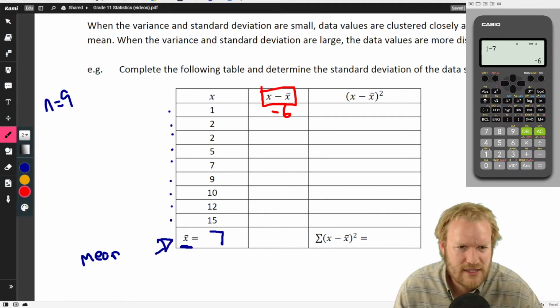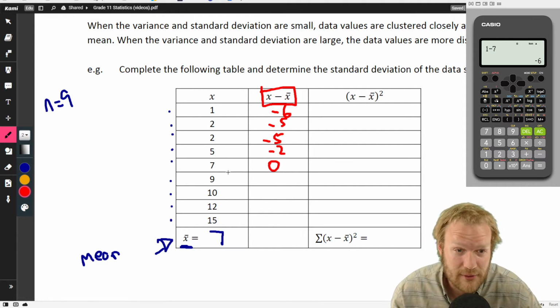2 minus 7, minus 5. 2 minus 7, still minus 5. 5 minus 7, minus 2. 7 minus 7, so this one is bang on, it's right in the middle, well, right in the mean at least. 9 minus 7, 10 minus 7, 12 minus 7, 15 minus 7.